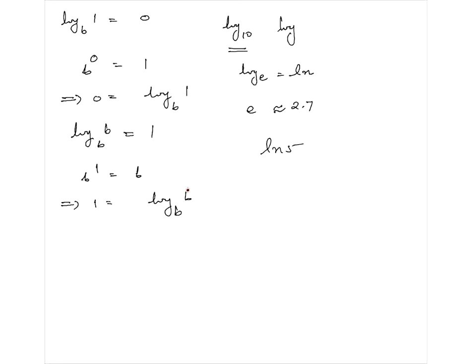There can be several bases possible. For base, there are two rules as we have seen in the previous board. Base is greater than 0 and base is not equal to 1. These are the two conditions on the base. So otherwise bases can be so many.